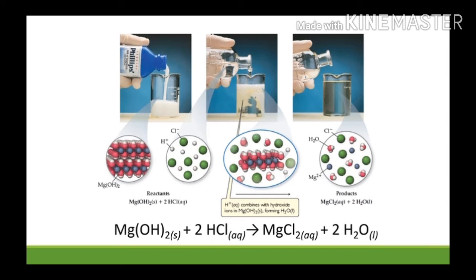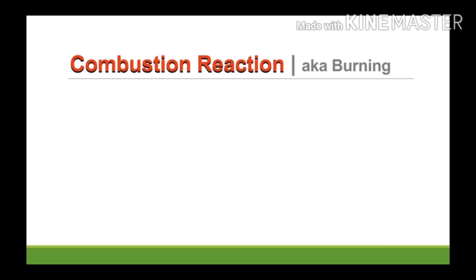1 mole of magnesium hydroxide reacts with 2 moles of hydrochloric acid to form 1 mole of magnesium chloride and 2 moles of water. This chemical reaction is an example of double displacement reaction, specifically neutralization reactions. So far, we have discussed the 4 general types of chemical reactions, namely combination reaction, decomposition reaction, single replacement reaction, and double displacement reaction. Now, we have a special type of chemical reaction, which is called combustion reaction.